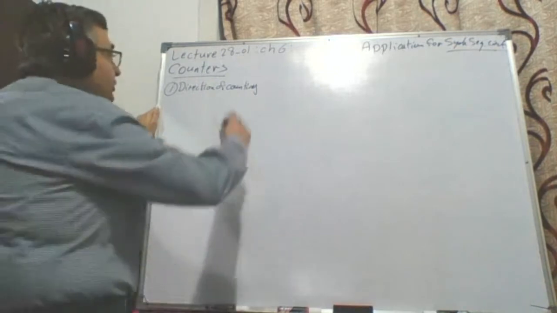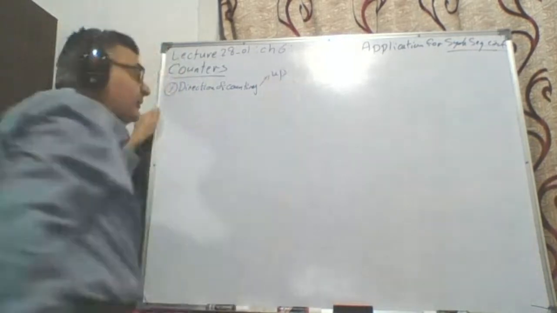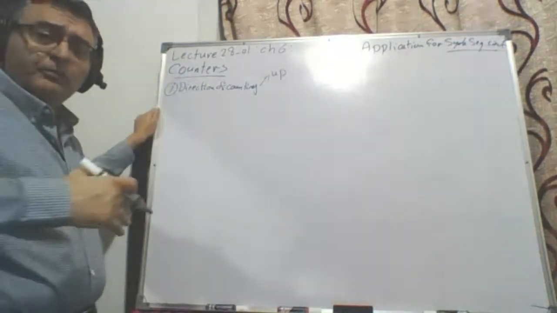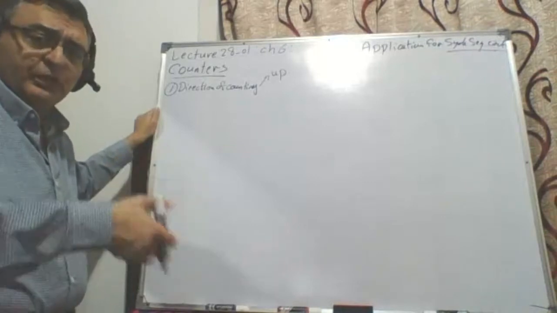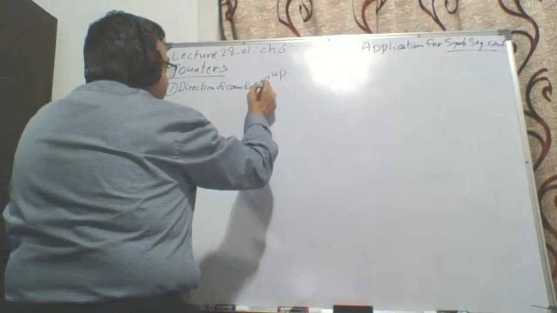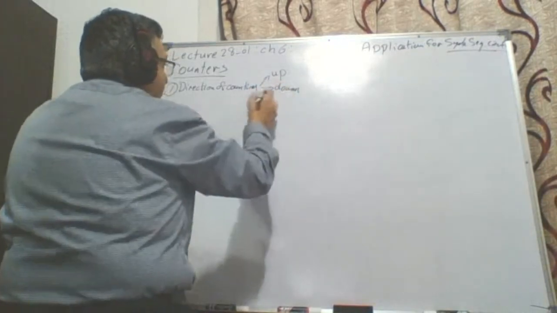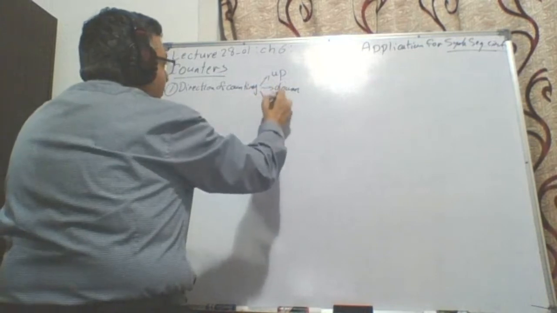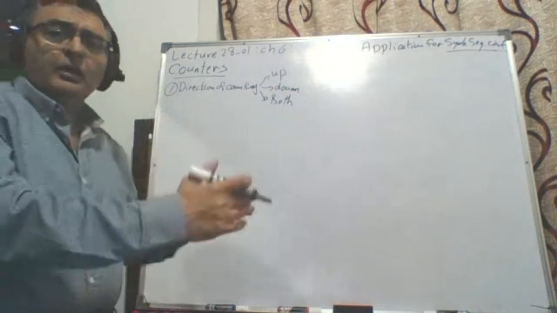The counter could count up, like the one that we just counted. From count 0, I go to count 1. From count 1, I go to count 2. From count 3, I go to count 4, and so on. So the counter may count up, may count down, may count in both directions. I may have a counter counting up or down.